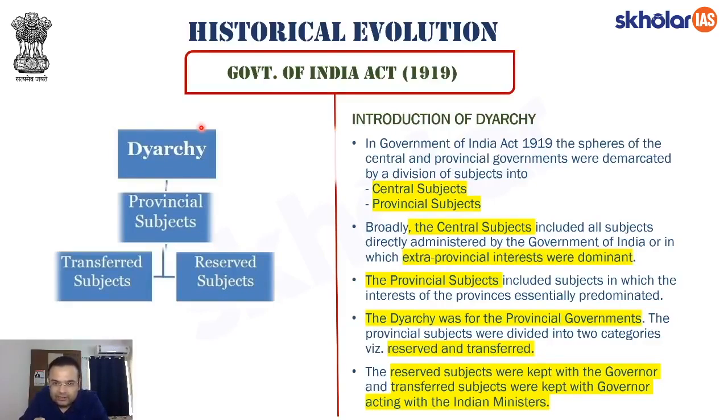The whole idea is that while we would want the reserved subjects to be there, that is subjects that exclusively will be dealt with by the governor with his own council, we would also want some subjects to be transferred, that is subjects where the ministers, the Indians, can actually deliberate and take action. These were called transferred subjects. I hope this point is now absolutely clear and there is no scope for confusion. The reserved subjects were kept with the governor and transferred subjects were kept with the governor acting with the Indian ministers.